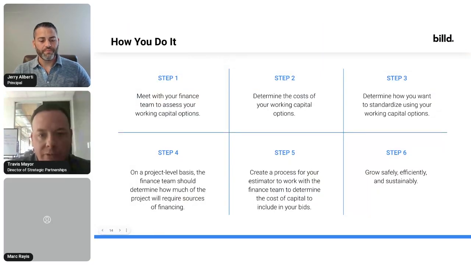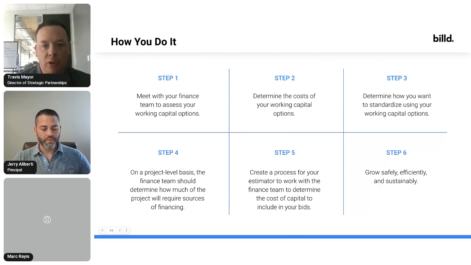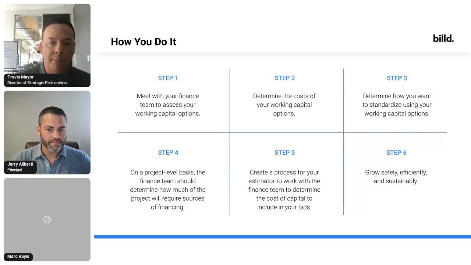And so I'm not going to read each of these side by side, but just in general, the principle is if you're on the finance team, what is estimating and pre-con going to care about you coming to them with how much your line of credit costs, right? Like why would they care?